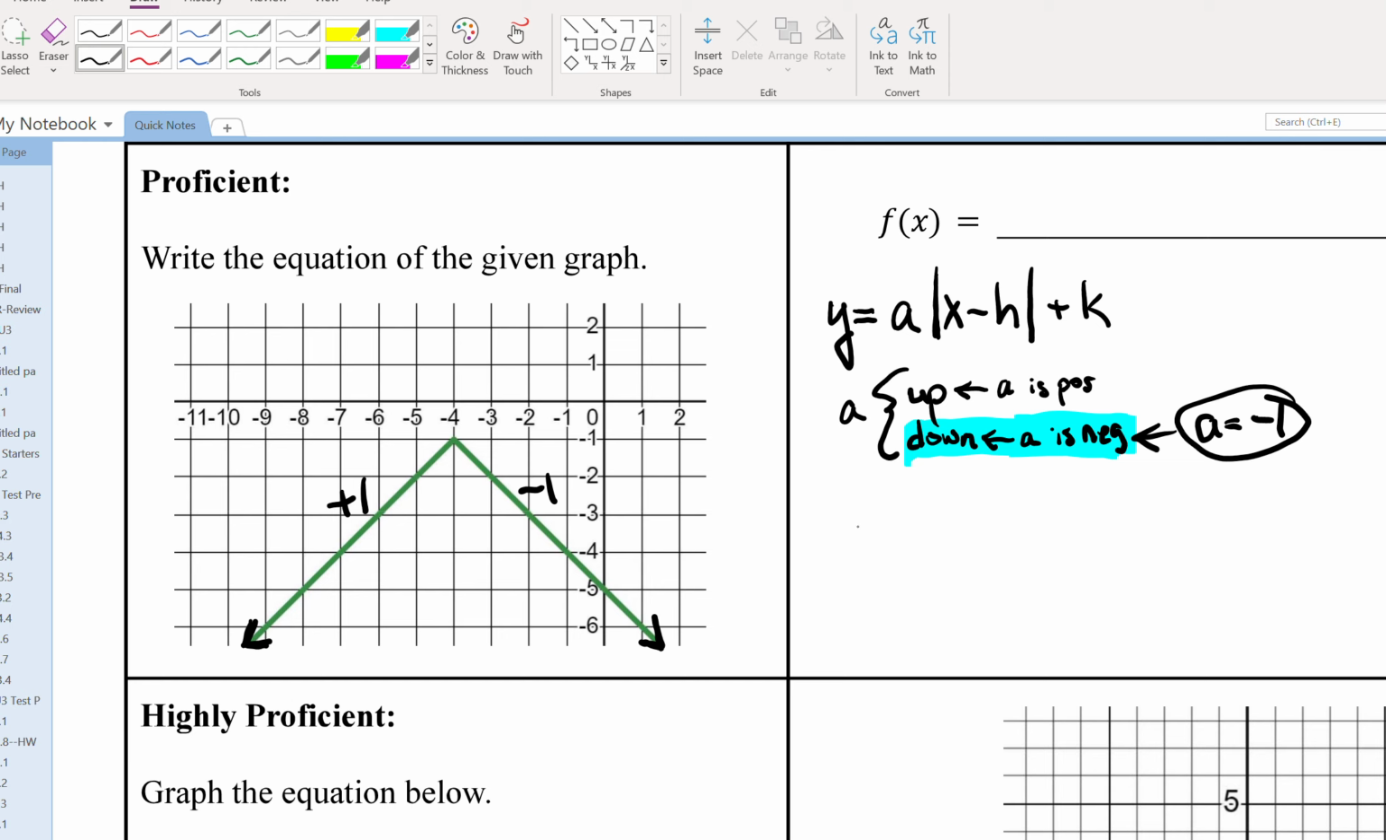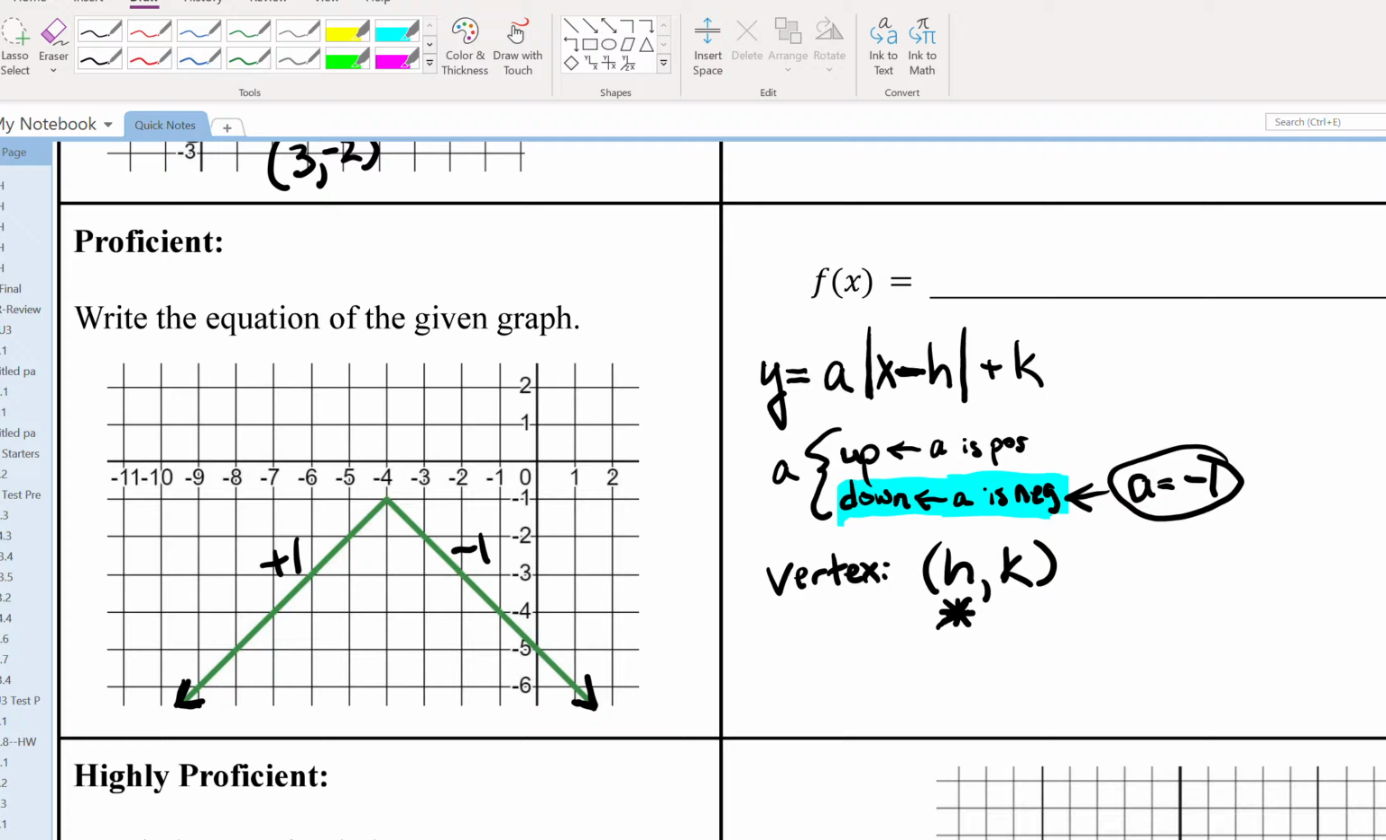And then h and k. The vertex is h, comma, k. And h, I'm going to put a little asterisk by this, because h is kind of opposite. Because it's minus, it's the opposite of what you would expect.